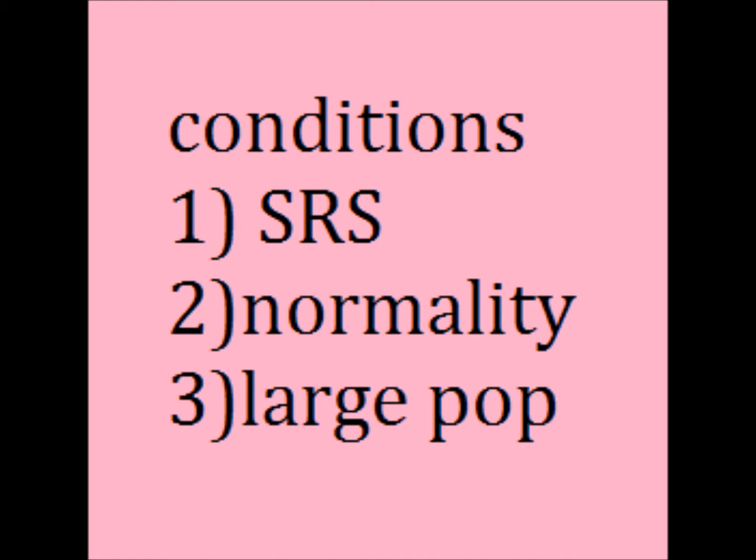The conditions are: 1. SRS. The two samples are SRS from their respective populations or are two groups in a randomized experiment. 2. Normality. n1 pC, n1 qC, n2 pC, n2 qC are greater than or equal to 10. 3. Large populations. N is greater than or equal to 10 n1 and 10 n2. Therefore, the standard deviation follows normality.